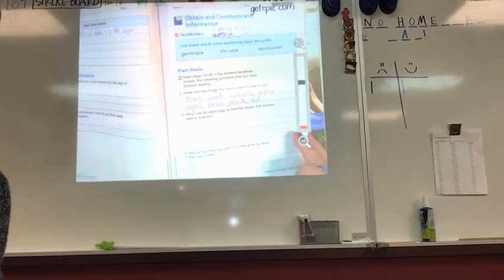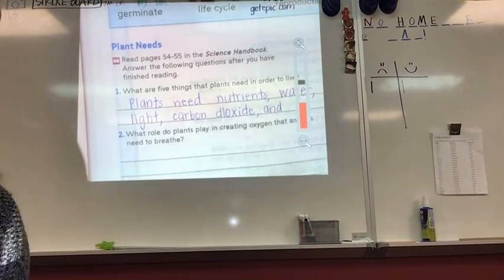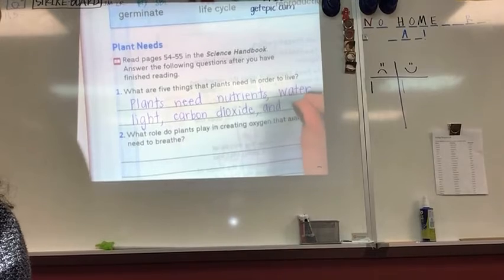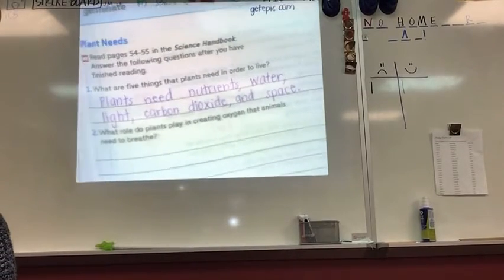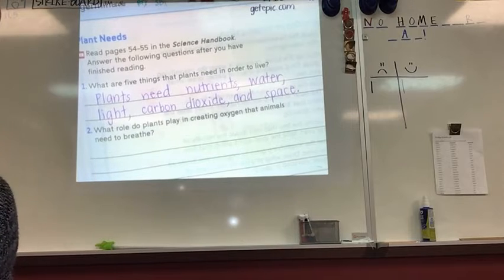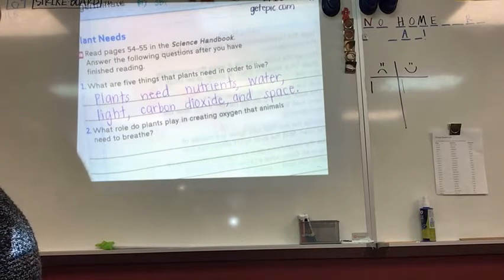Nutrients, water, light, carbon dioxide. You want to go again, Keegan? And space. Is it space like the space in the sky or just space? So you should have all five of these listed in a nice sentence. Well, let's think about that. We just read it, so what type of space was it talking about? The space around you, right?